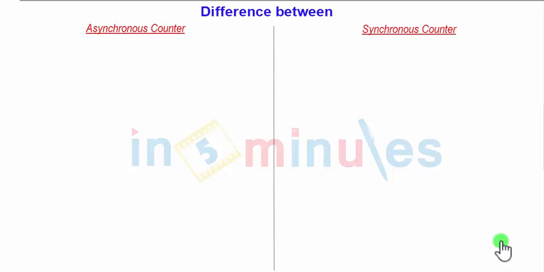In this 5 minutes we are going to see the difference between asynchronous counter and synchronous counter. Before starting the actual asynchronous and synchronous counter design, we need to look at the difference between these two.